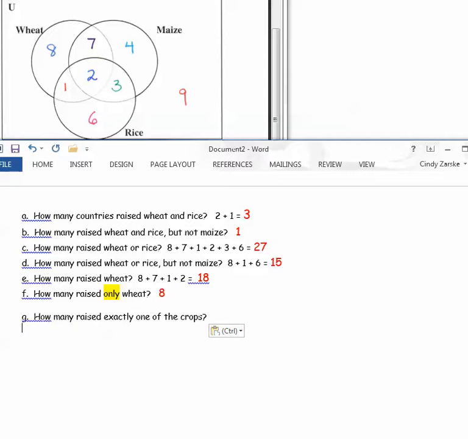Question G, how many raised exactly one of the crops? That would be the countries that raised only wheat, or only maize, or only rice. 8 plus 4 plus 6 equals 18.